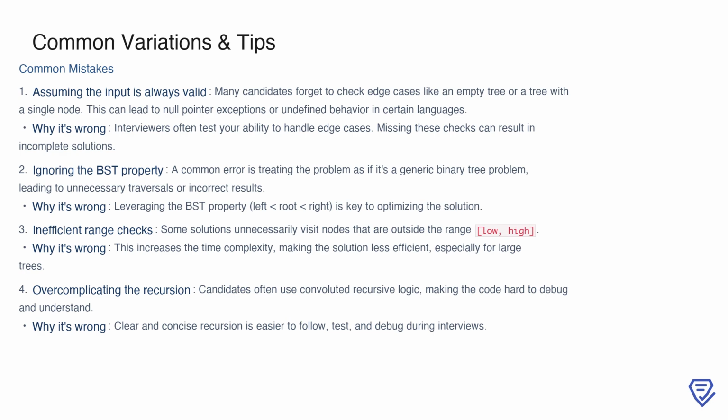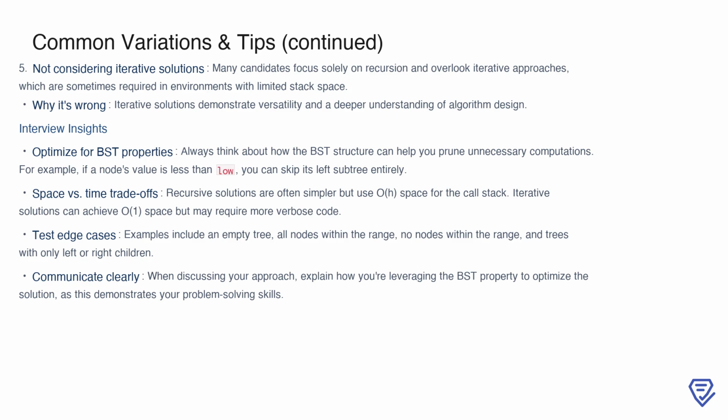Additionally, inefficient range checks are another issue. Visiting nodes that clearly fall outside the range [low, high] adds unnecessary computations, which can slow down your solution, especially for larger trees. Finally, overcomplicating the recursion is something to avoid. Complex and convoluted recursive logic can make your code harder to debug and follow, which is a major drawback during interviews. Strive for clarity and simplicity in your recursive solutions. Another mistake to watch out for is neglecting iterative solutions.